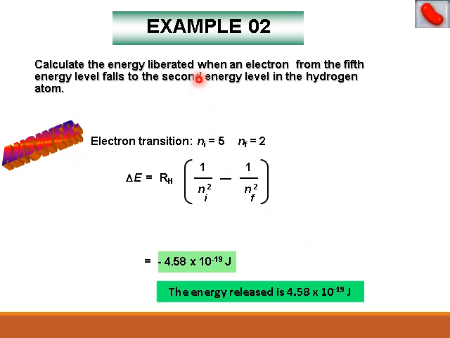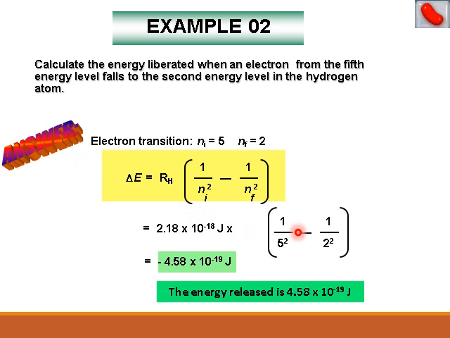Okay, example 2. This question, also calculate the energy released when an electron from the 5th energy level falls to the 2nd energy level. So initial is 5 and then final is 2. So formula, substitution, final answer with unit. So the negative sign actually refers to energy release. If you make the conclusion energy release, the word release already represents the negative sign, so you no need to write down the negative sign. Okay, next.